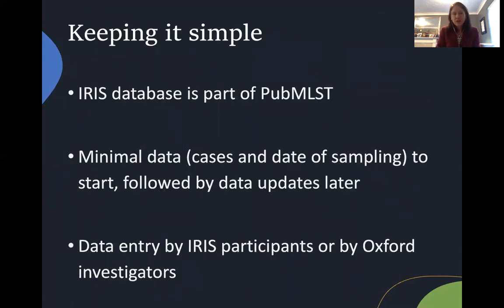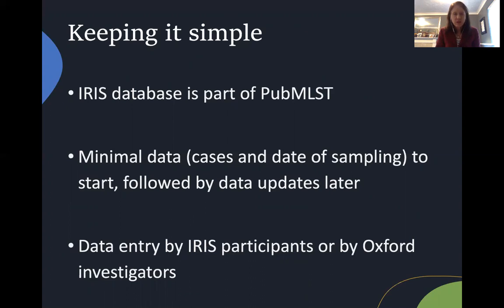Now, part of the reason that IRIS was set up quite quickly is that we aimed to keep things very simple right from the start. The first point is that the IRIS database is actually part of PubMLST. PubMLST provides the structure and the resource such that we could set up a database very quickly and very easily. Secondly, we focused on minimal data to start.